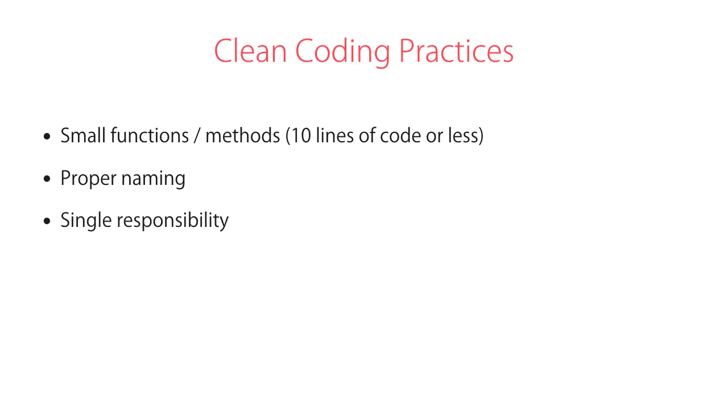Your functions or methods should be small, preferably less than 10 lines of code. They should have proper names and they should have a single responsibility. The same principles apply to your test code. So each test should be less than 10 lines of code. It should have a proper name that perfectly describes what it's doing, and it should have a single responsibility. It should test only one thing.